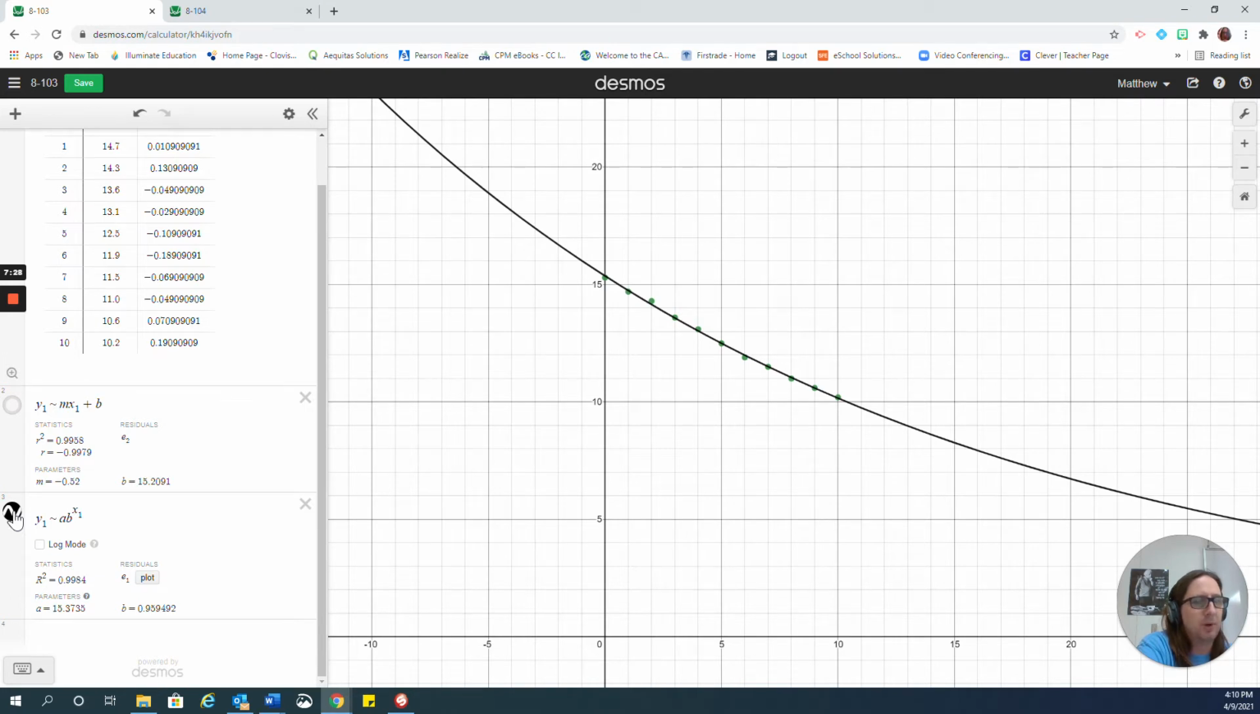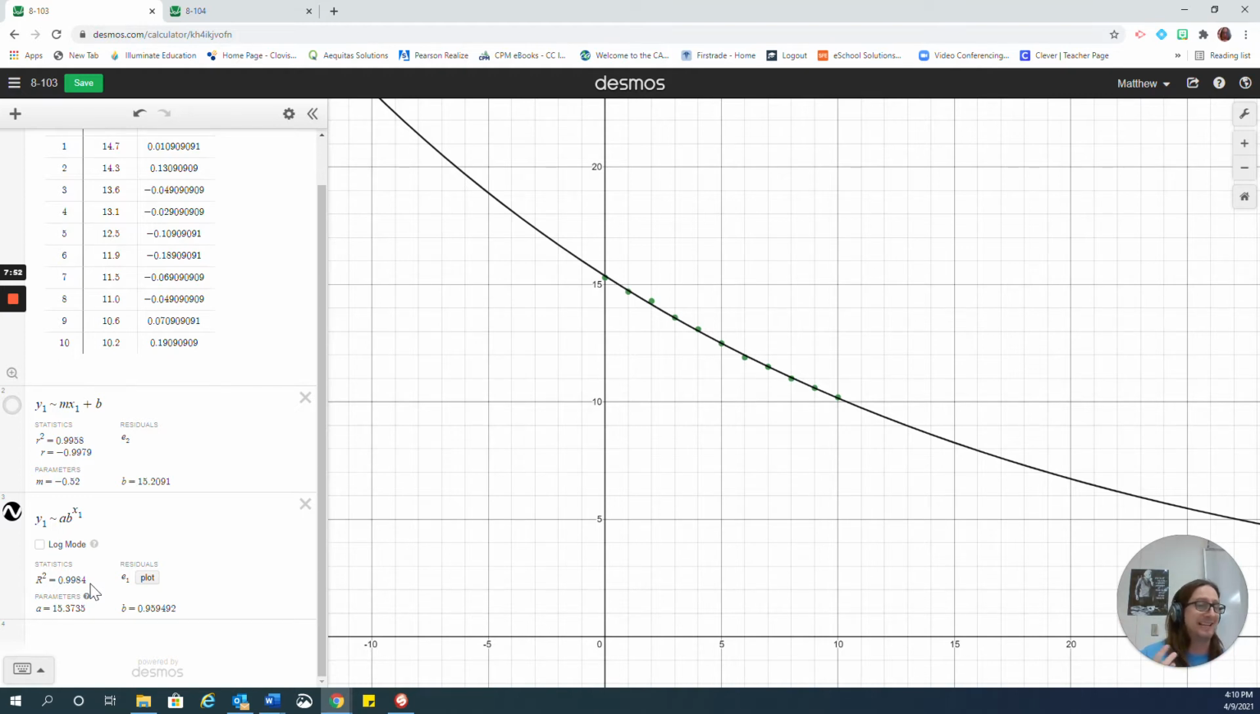Okay, it fits them pretty well. Let's look at our R value. Our R value is now 0.9984. What was it before? 0.9958. That's a little bit better of an R value. I mean, it was already really good, so I really wouldn't have complained about that one. But by using an exponential equation to do a regression model, I'm getting a better R squared value.